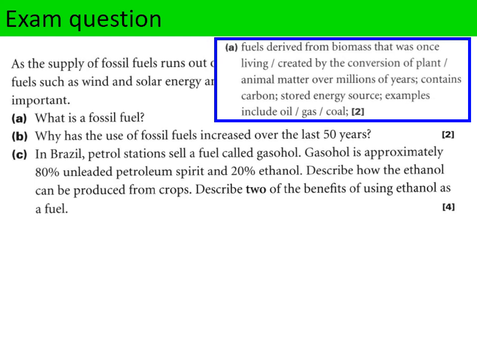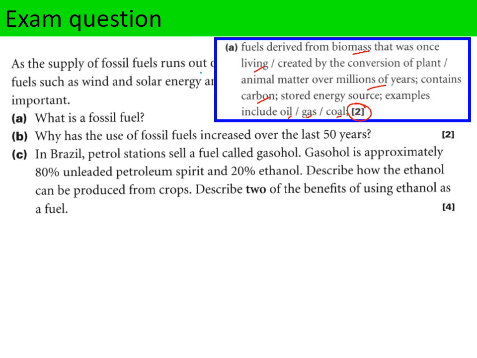So here's the actual answer then, the mark scheme. So fuels derived from biomass that were once living, created by the conversion of plant or animal matter over millions of years, under high pressure and high temperatures under the earth, a very rich source of carbon, therefore lots and lots of stored chemical energy, and the examples are given here. So we could pick up 2 marks there.